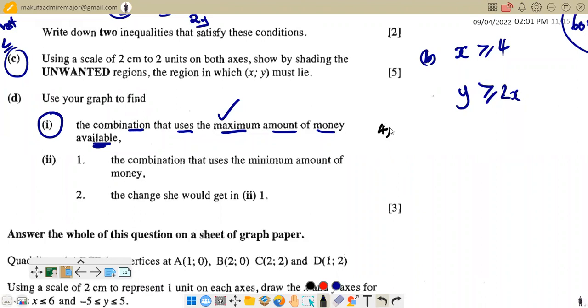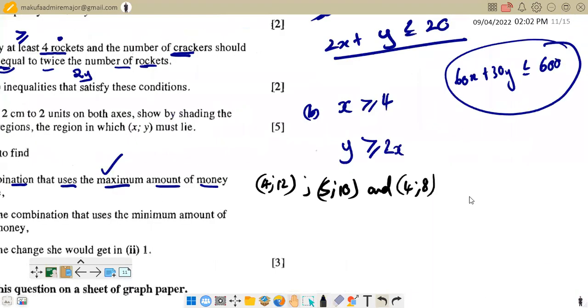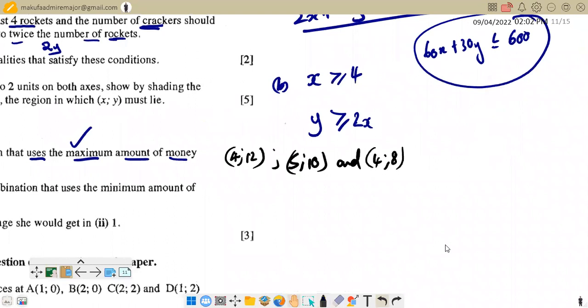We said we have got 4, 12. That was our first combination. Another one was 5, 10. Then the last one was 4, 8. So now the question is, which combination uses the maximum amount? So like I said, you take from the amount we get, 60x plus 30y. So which one is going to give us the maximum? You just substitute these values: this is your x, this is your y. So you're substituting a point in place of x and y.